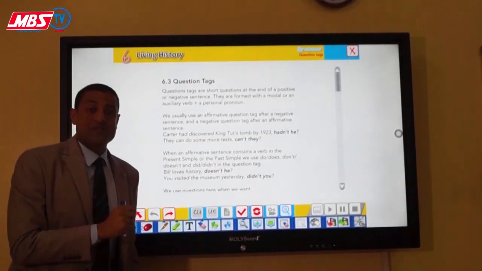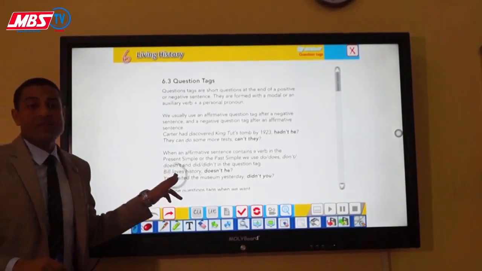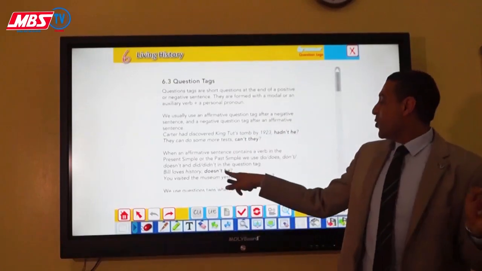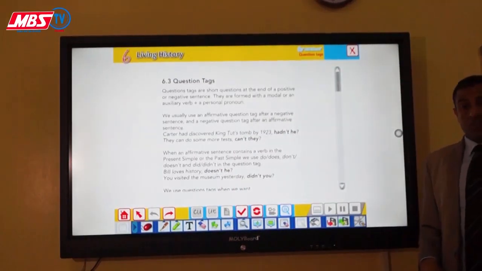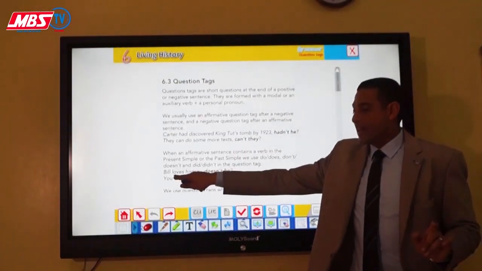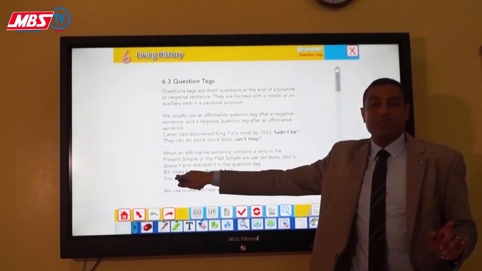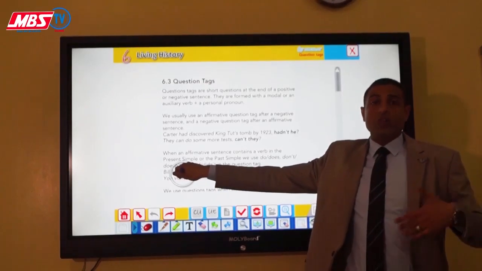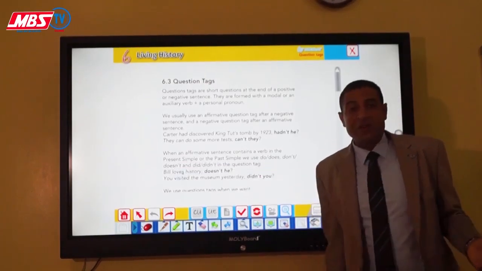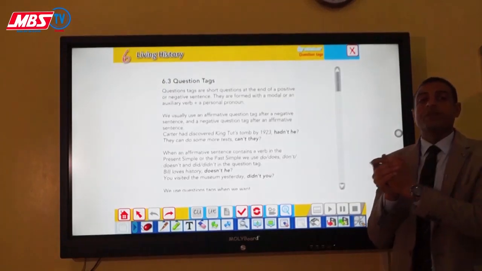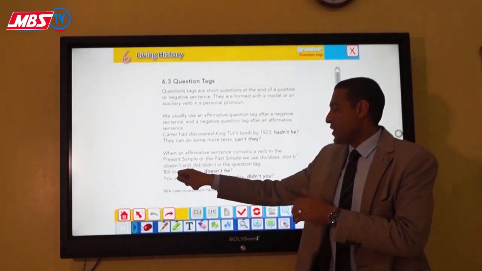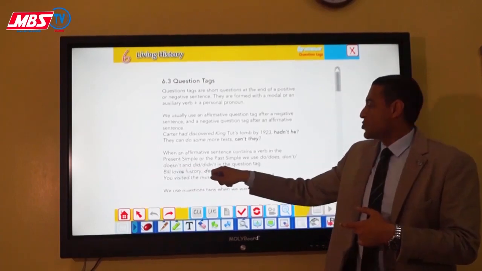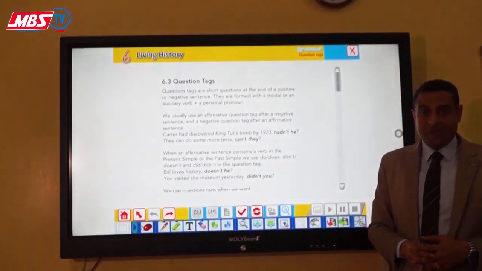For two different reasons. The first one is that the sentence here is affirmative, so I have to use the negative form of the question tag. And the second, this one is present simple tense. I don't have an auxiliary, so here I have to bring doesn't, because this one in singular form ends with S. So here I use doesn't.